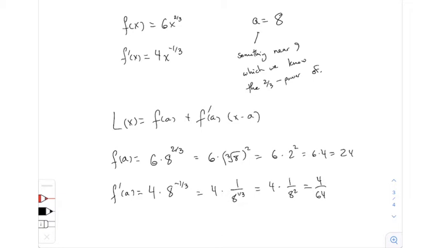What? There should be no... What am I doing here? Sorry, this is... Anybody agree? This is bogus. 8 to the 1/3 down there is 2. I wrote 8 to the 2. It's 2. Sorry about that.